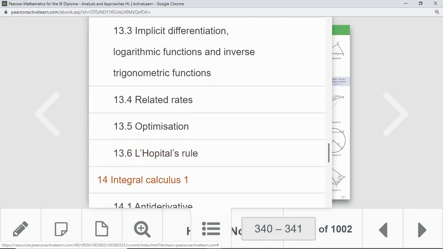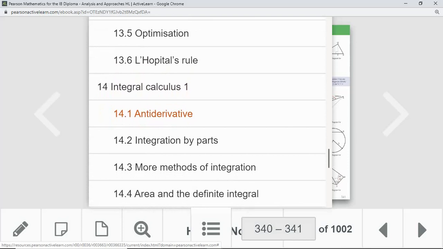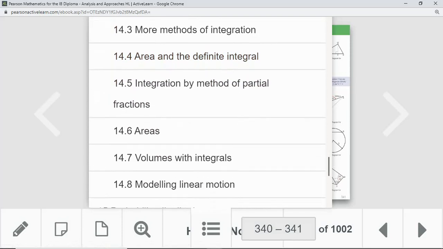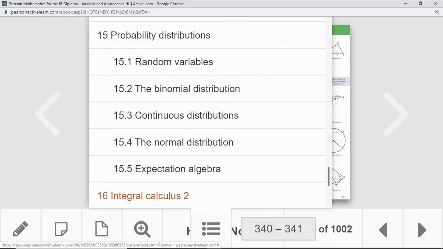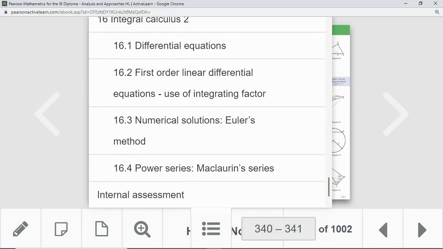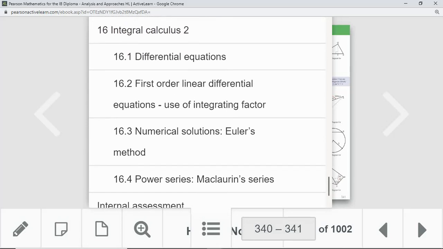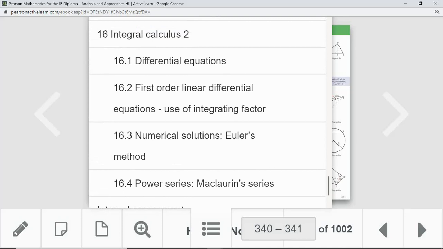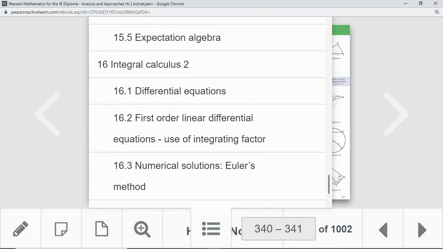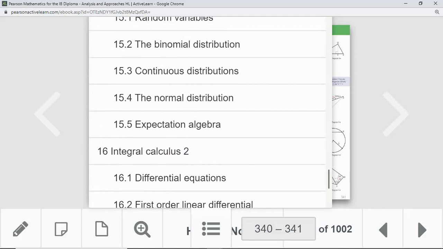For next year, we would continue with integral calculus 1, integral calculus 2, and probability distributions as well: random variables, the binomial distribution, continuous distributions, etc. But I think it makes more sense for us to continue right now. This would be the last thing in all. So there are 16 different topics, and we're at a pretty good point right now because we would be covering our 8th and 9th topic, hopefully, for this course, for this year.